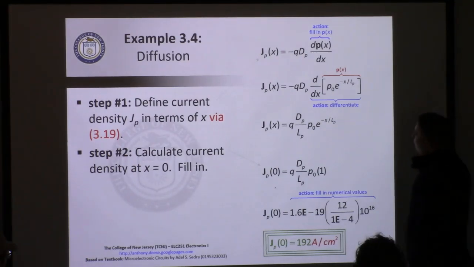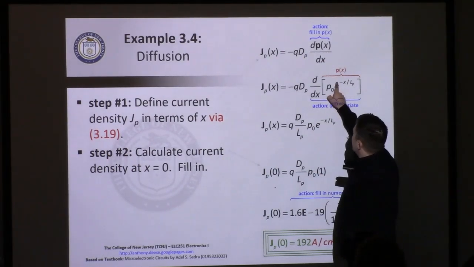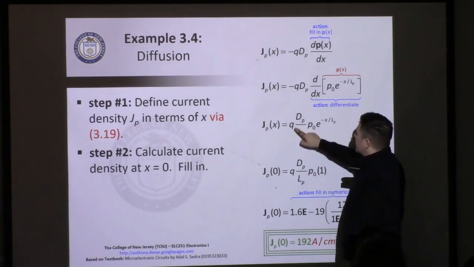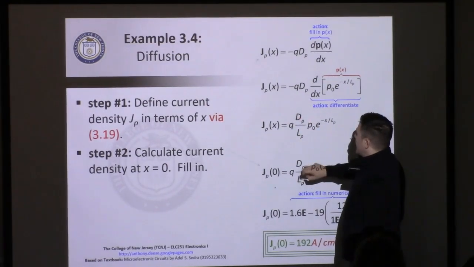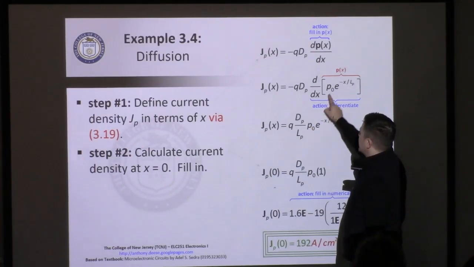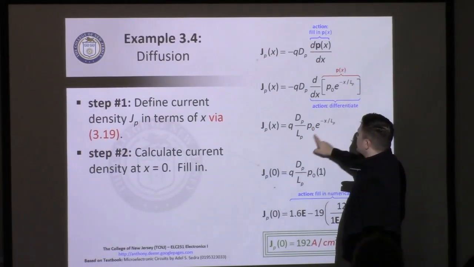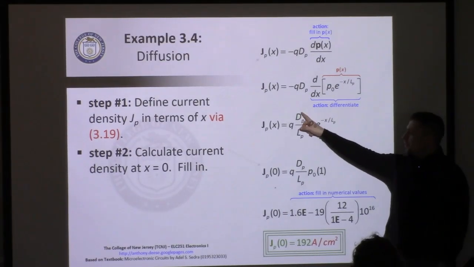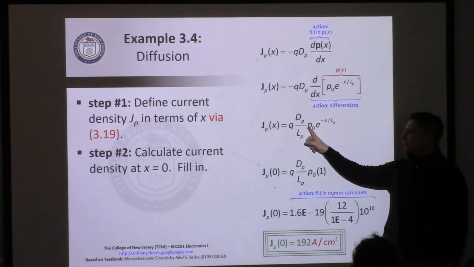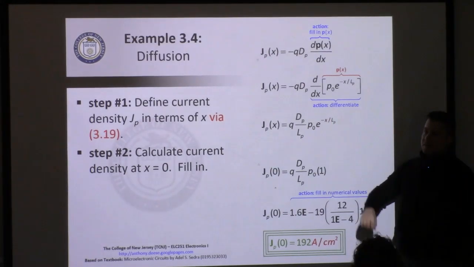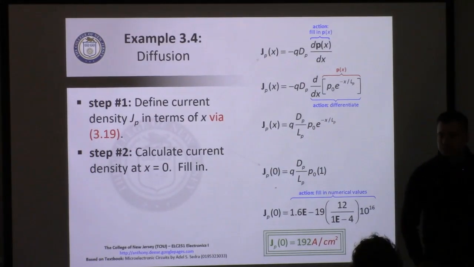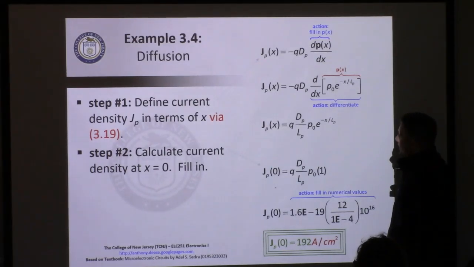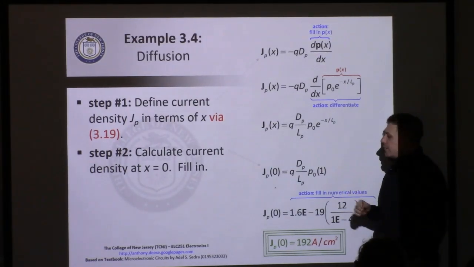So what we end up with is, this negative essentially cancels out this negative. It becomes positive Q Dp, and then these are the two: this is the main coefficient, and this is the coefficient from the variable. So Q Dp over Lp, p0, and then e to the negative x over Lp. So that's just taking a derivative, and then we plug in our value of 0.